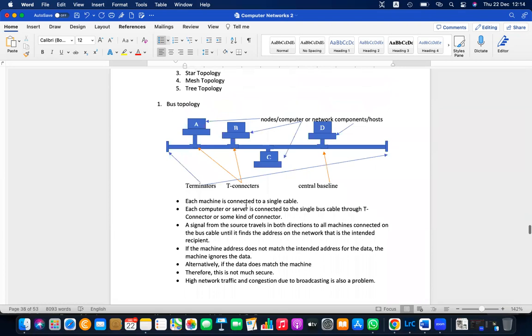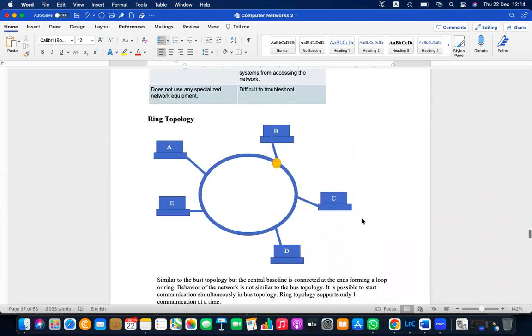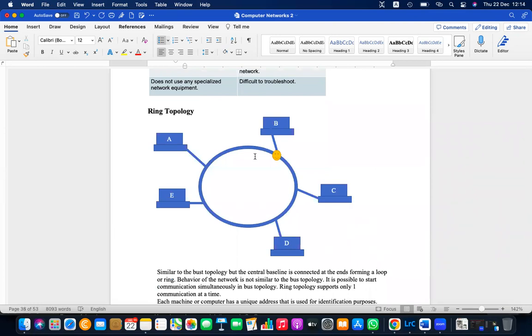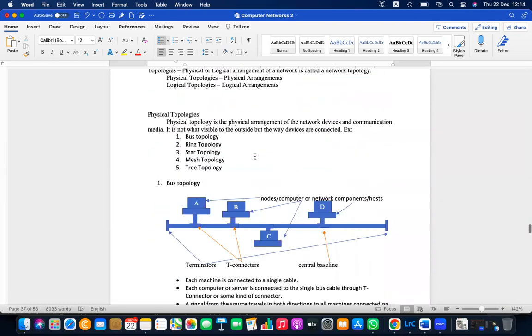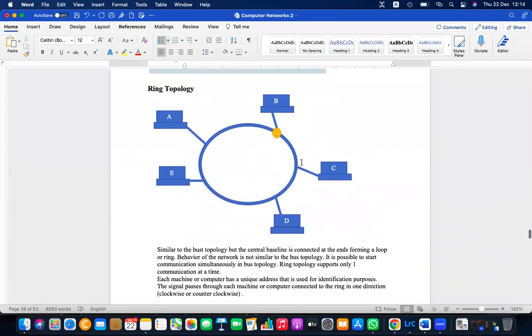So this is about the bus topology, the physical version. The physical version of bus topology is just implementation, but the logical version is about the communication. Then ring topology. In ring topology, the same bus baseline is there, but that baseline is connected from both terminating ends, with no terminators. So the baseline is connected without having the terminating ends.